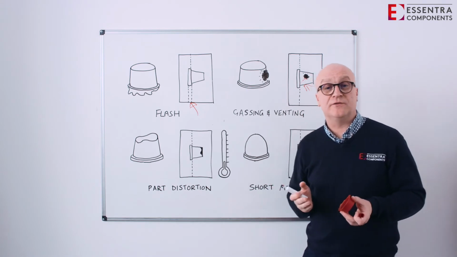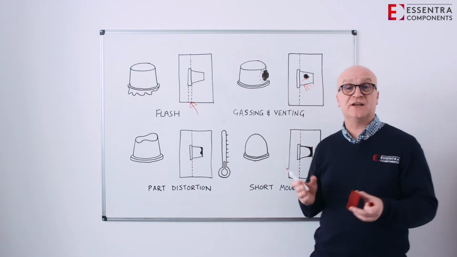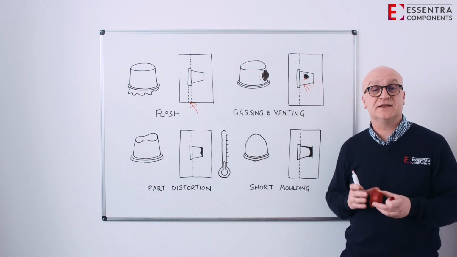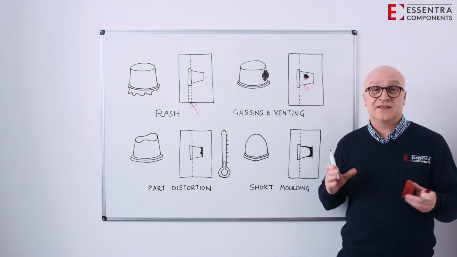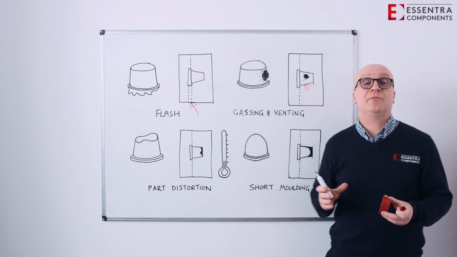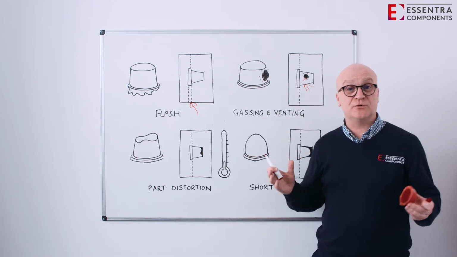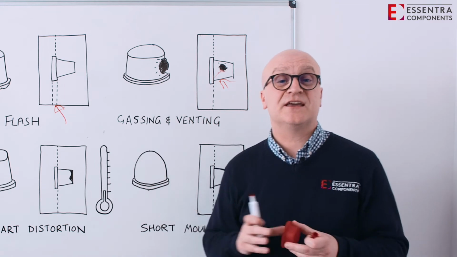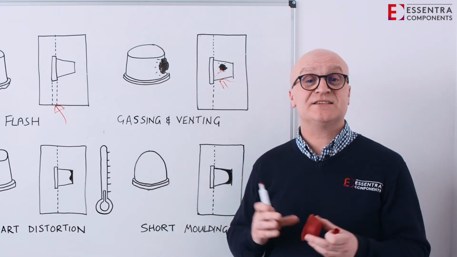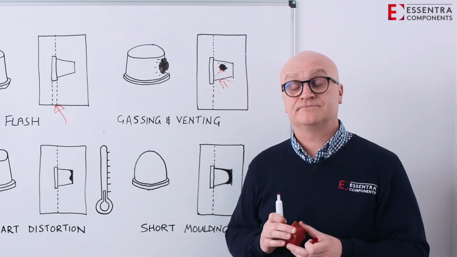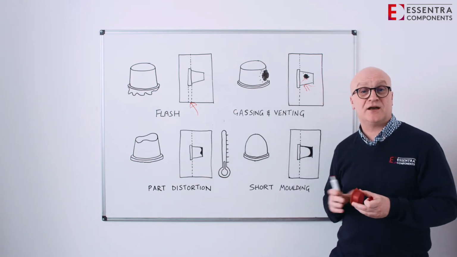It's really important that we have good tool maintenance, and it's really important that we have the correct venting to let the air escape from it. This problem can also happen if we have moisture in the material, if our injection speeds and pressures are too high. So these are some of the things we have to take into consideration if we see this fault in our parts.